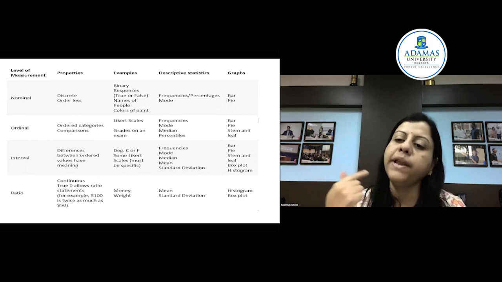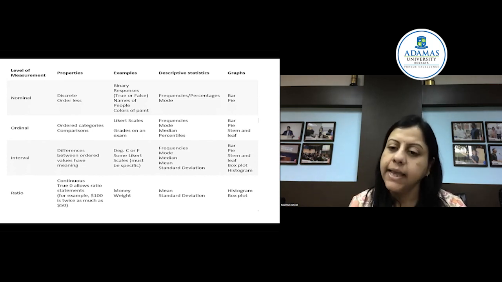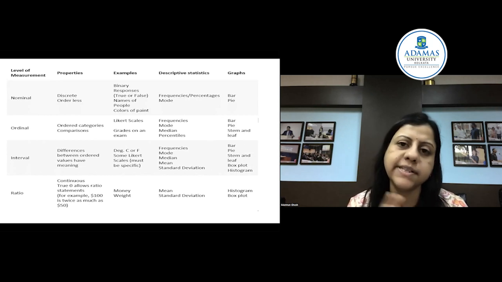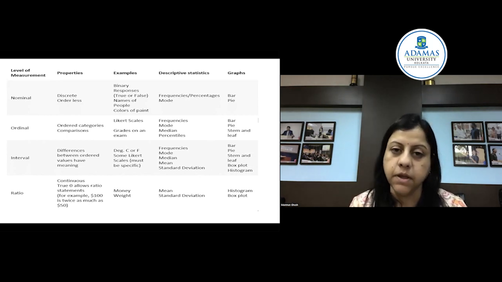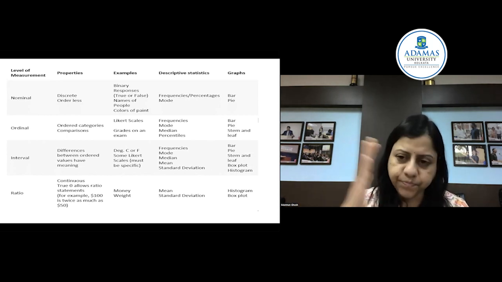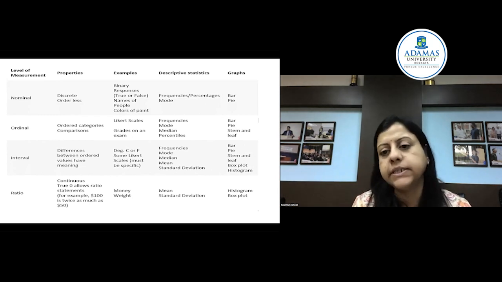And the way you will represent it, of course, is bar and pie. And there is a visual representation called a stem and leaf plot. That can be done in SPSS and in R programming or any of the good software. That way you can represent your ordinal data.